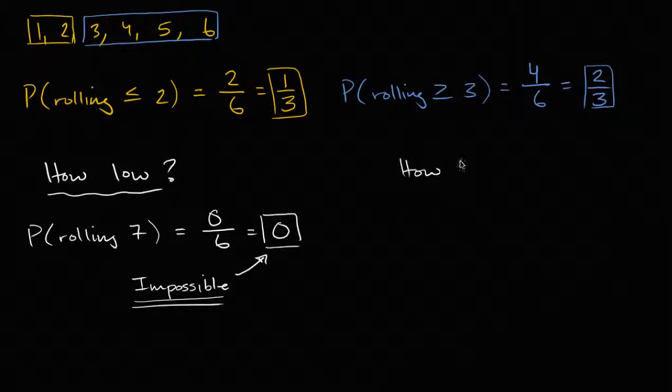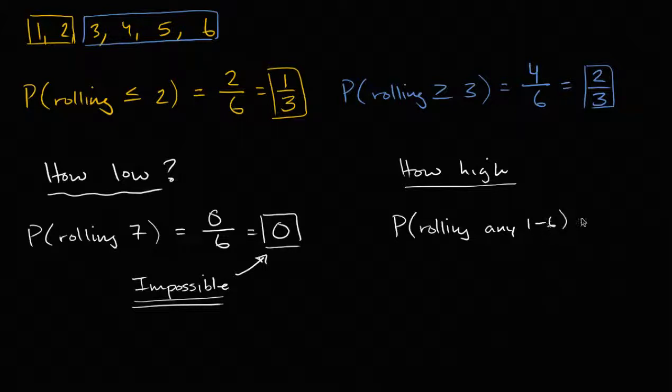So how high can a probability get? Well, let's think about it. Let's say probability of rolling any number from 1 to 6. Well, I have six equally likely possibilities, and any one of those six meets this constraint. I would have rolled any number from 1 to 6, including 1 and 6. So there are six equally likely possibilities, and so the probability is 1. And so if someone says the probability is 0, it's impossible. And if someone says the probability is 1, that means it's definitely going to happen.